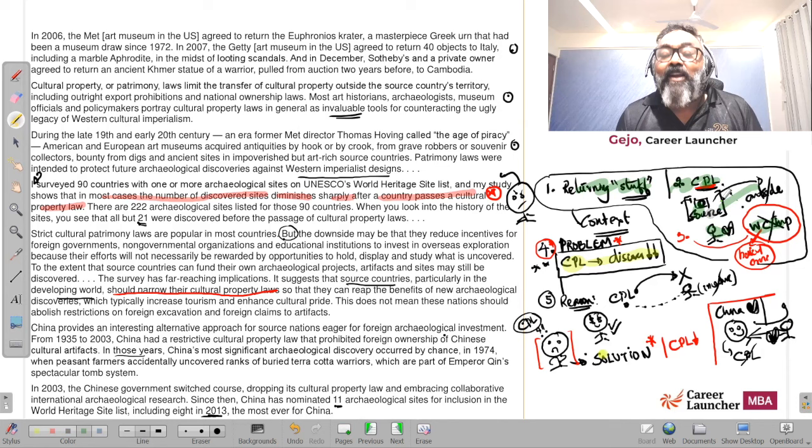Now, the author identifies, look, there is a problem. What is the problem? After this thing, discoveries are less. I think the key idea would be here. And then the author has given a solution to it. Usko thoda kam kar do. That is the basic passage.